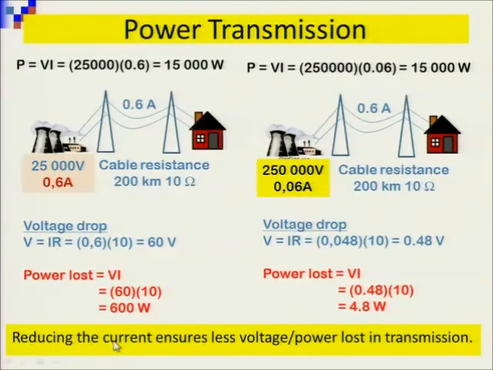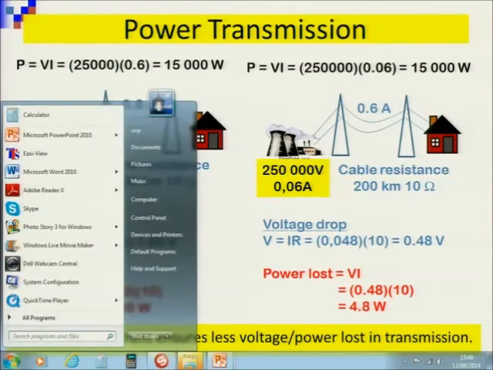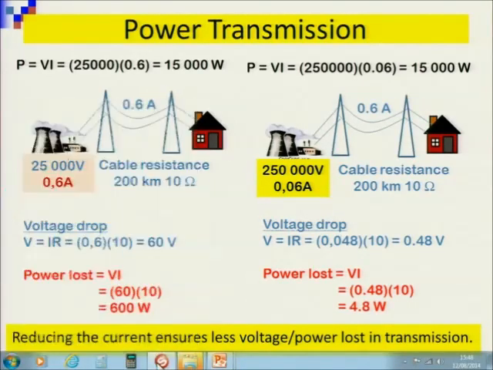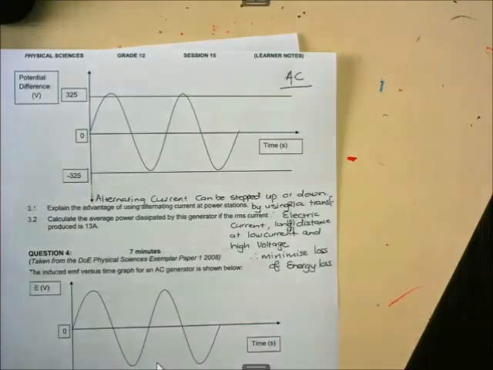Reducing the current ensures less power is lost during transmission. Put a big NB there, Matrix, please. A big NB. I'm telling you now, they're going to ask that. Right, and if they ask that and you don't know the answer, it's going to be your fault and not mine. Right, let's go.